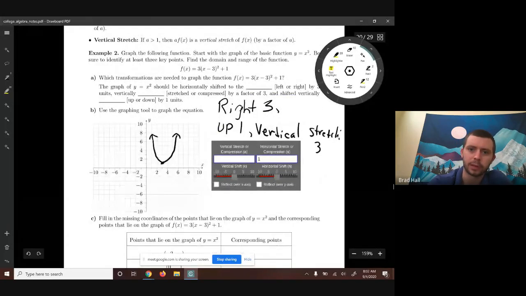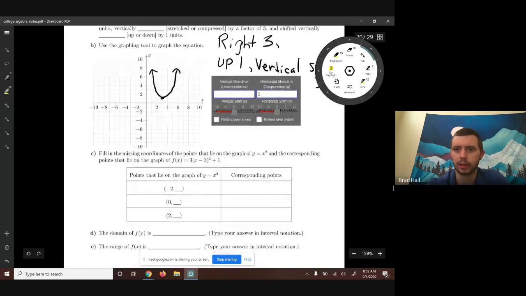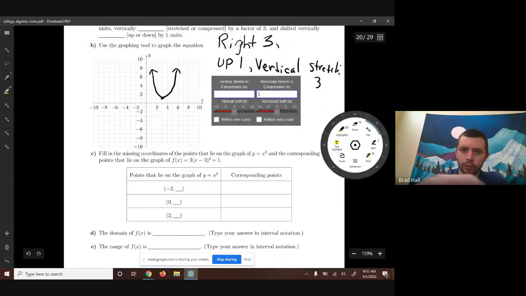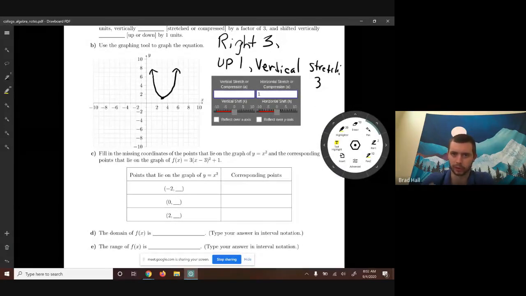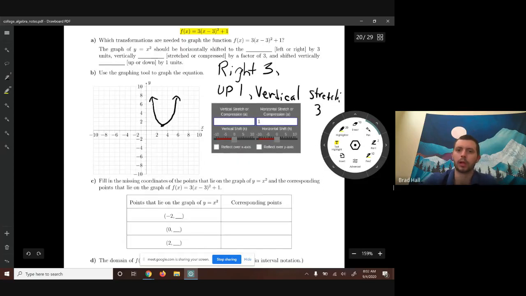So in example 2, we already filled out A, and more importantly was part B here, which said use the graphing tool to graph the equation. And so we knew that the function here was x squared. So naturally, we knew that the shape would be this cup shape. And so all we have to do is take that cup shape and fill in all of the information in the box here, and it would sketch the graph for us. So that's what we have.